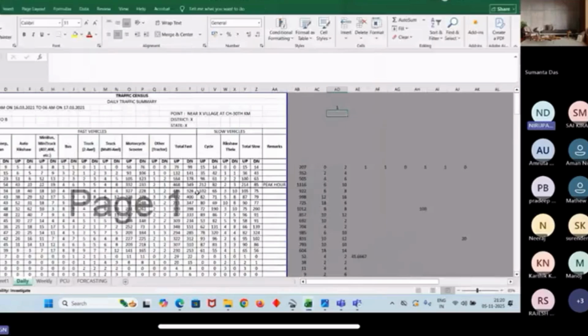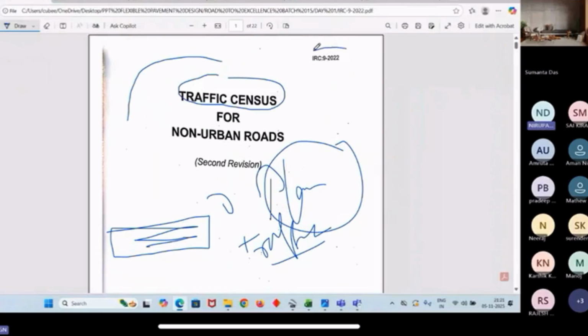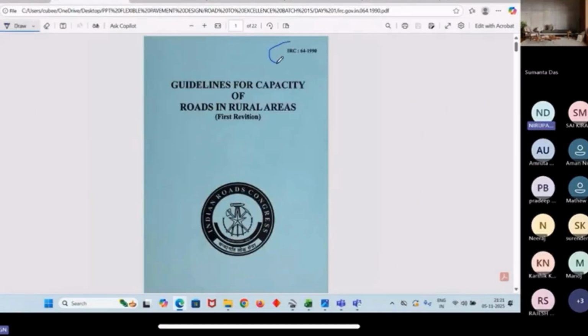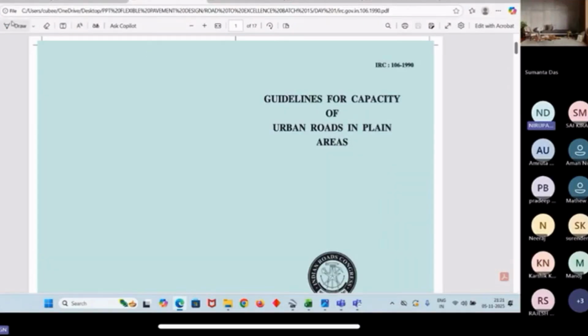You can see here, as per the IRC guideline, for the traffic census of a non-urban road like a national highway or any other important road, IRC 9 is the latest code you have to follow. Apart from this code, you can also follow IRC 64, which is for the rural area, and IRC 106, which is for the traffic pattern for the urban area. Got it? I will share all these IRC codes in the group after this session.